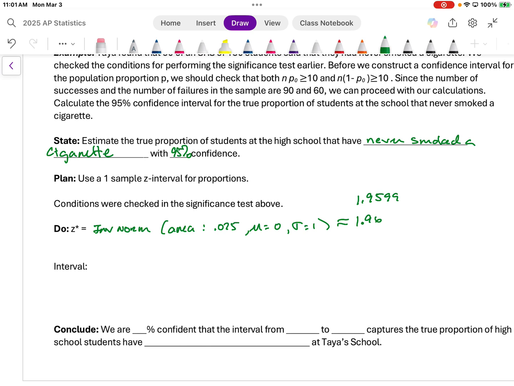Now, I'm just going to do the interval by hand. So our P hat was 0.6. P hat was 90 out of 150, which is 0.6, plus or minus 1.96 times the standard deviation of 0.6 times 0.4.